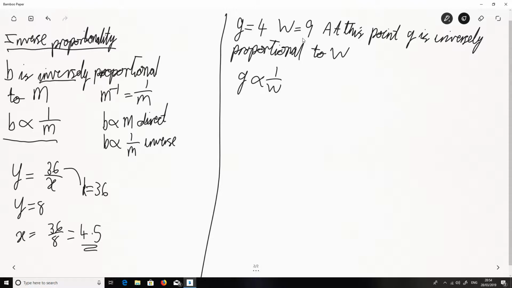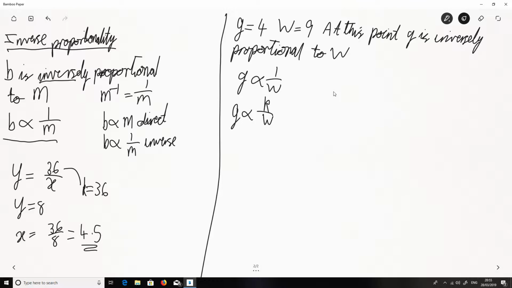Now, obviously, 9 does not equal 4, so that means there is a constant of proportionality in this. If it was like 4 and 4 here, the constant of proportionality would be 1, because it's just whatever you need to do to one to get to the other. So if they're the same, it's just times it by 1. But here it's not, so we say G is proportional to K over W. K is our constant of proportionality that we're timesing by 1 over W to get to G.